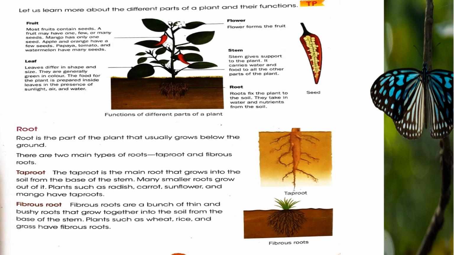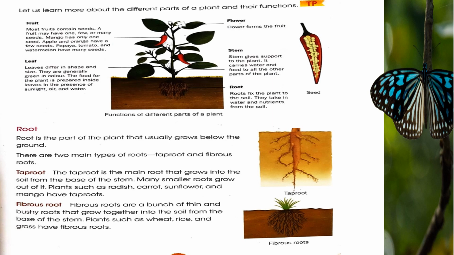Leaf. Leaves differ in shape and size. They are generally green in color. The food for the plant is prepared inside leaves in the presence of sunlight, air, and water. Flower. Flower forms the fruit. Stem. Stem gives support to the plant. It carries water and food to all the other parts of the plant. What is root? Roots fix the plant to the soil. They take in water and nutrients from the soil.